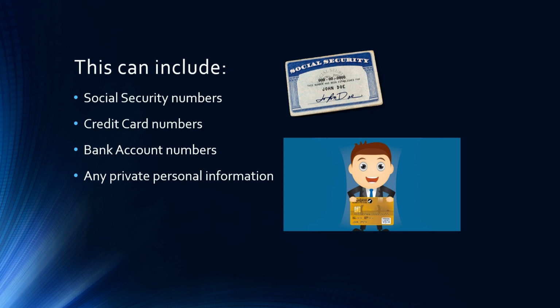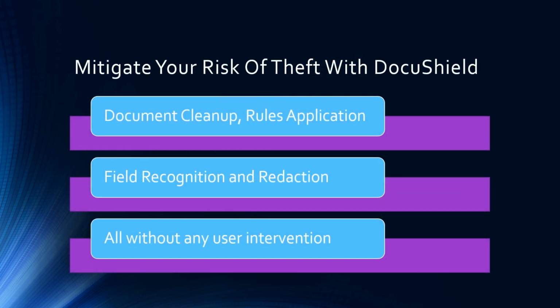DocuShield can redact anything the client would like to be removed from their documents. And you can mitigate the risk of personal information theft with Paragon Systems' DocuShield Redaction software. DocuShield is an autonomous service. Once configured, DocuShield will scan documents and remove any information required, all handled with an automated process. If a document does not meet the confidence level set by the administrator, the document will be sent to a manual process where a user can edit the document.